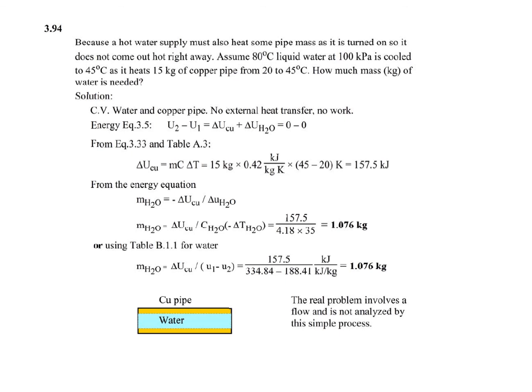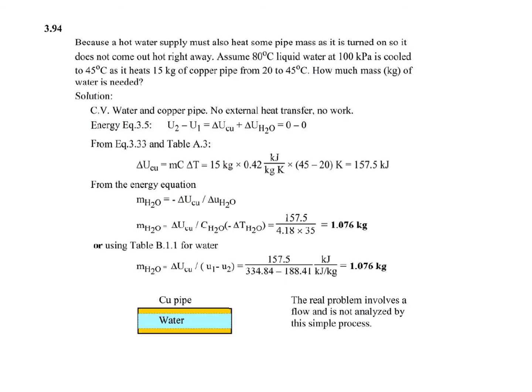Now the question is, now we have a problem that a hot water supply must also heat some pipe mass as it turns on, so it does not come out right away. Assuming 80 degrees centigrade liquid water at 100 kilopascal is cooled to 45 degrees centigrade as it heats 15 kg of copper pipe from 20 degrees centigrade to 45 degrees centigrade. How much mass of water is needed?